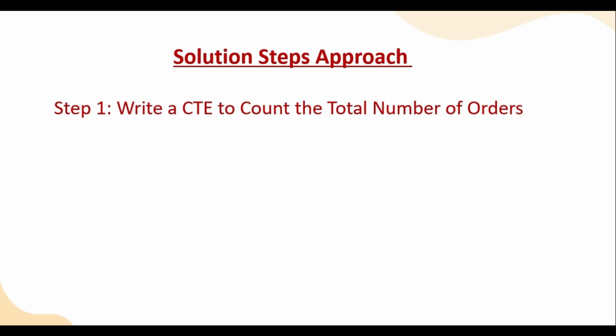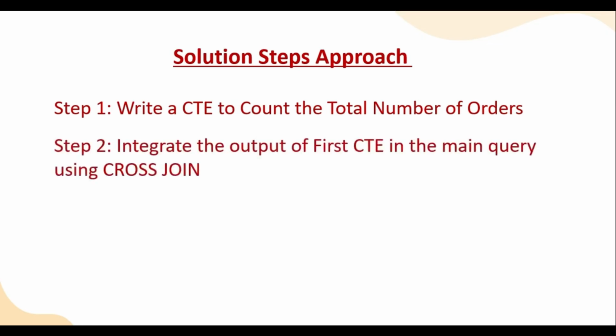Now let's move on to step number 2. In this step, we will integrate the output of the first CTE in the main query using a cross join. We will perform a Cartesian join, which is nothing but the cross join between the orders table and the CTE that we wrote in step 1. This join will pair every row in the orders table with the single row of the CTE.